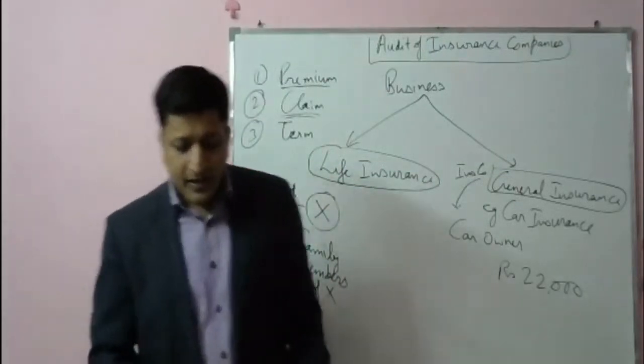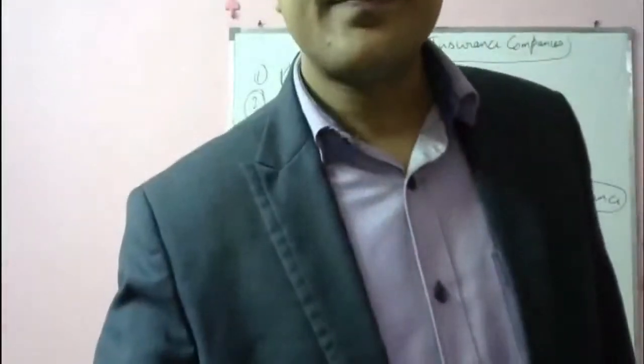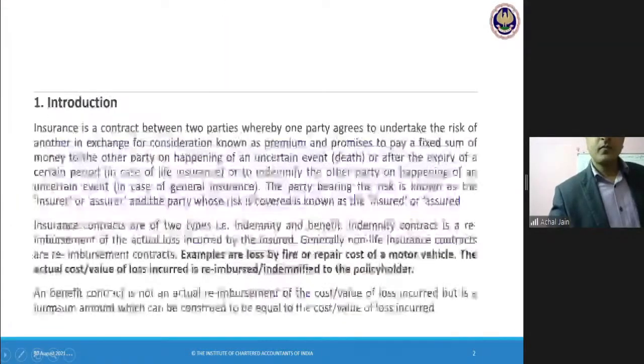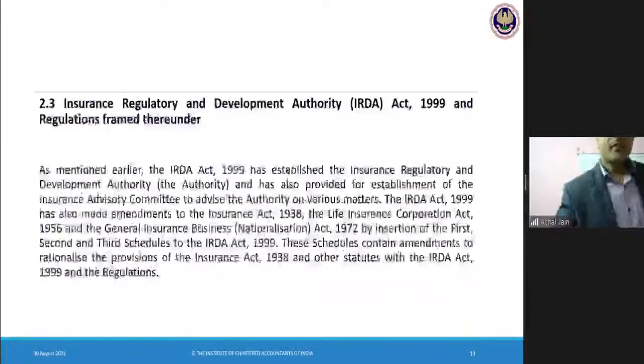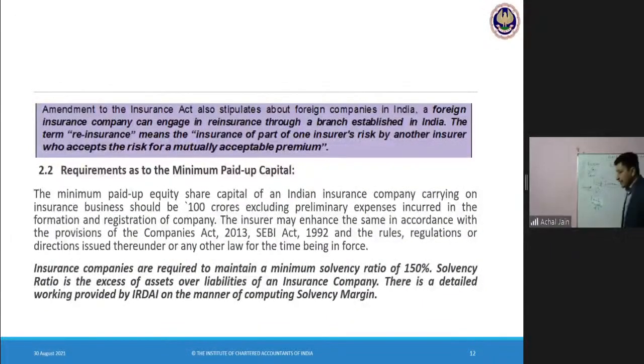So let's quickly have a look at some of the basic requirements in relation to an insurance company. Minimum paid up capital. In respect of the minimum paid up capital, the company needs to have a minimum specified capital. As we discussed, insurance companies are also required to maintain a minimum solvency ratio. If this minimum solvency ratio is not maintained, then that will also be considered a kind of non-compliance.